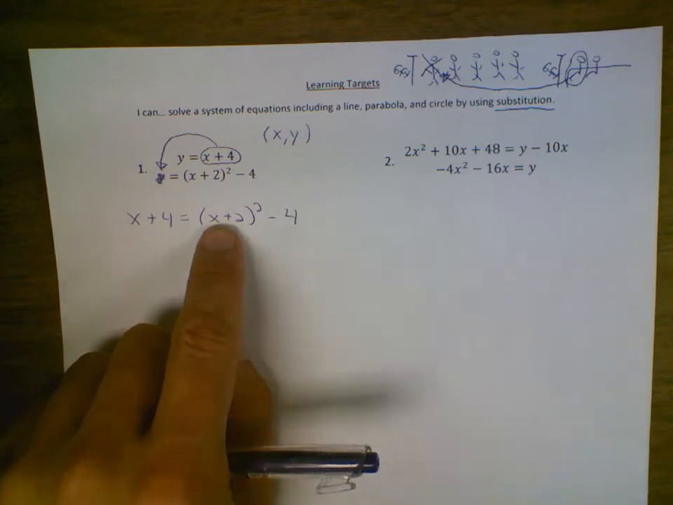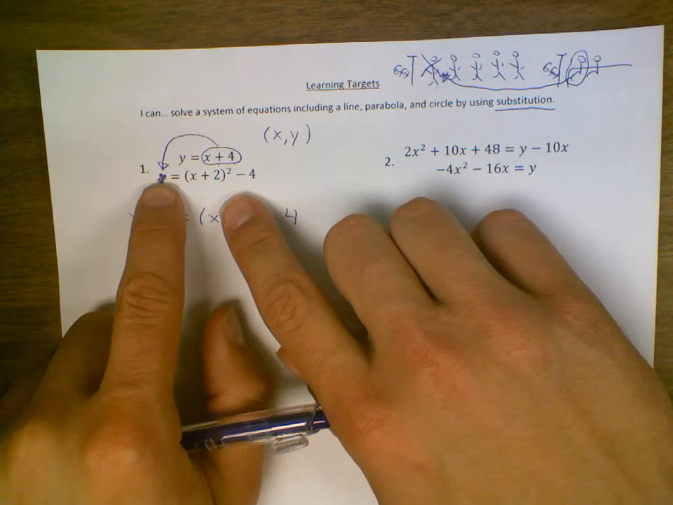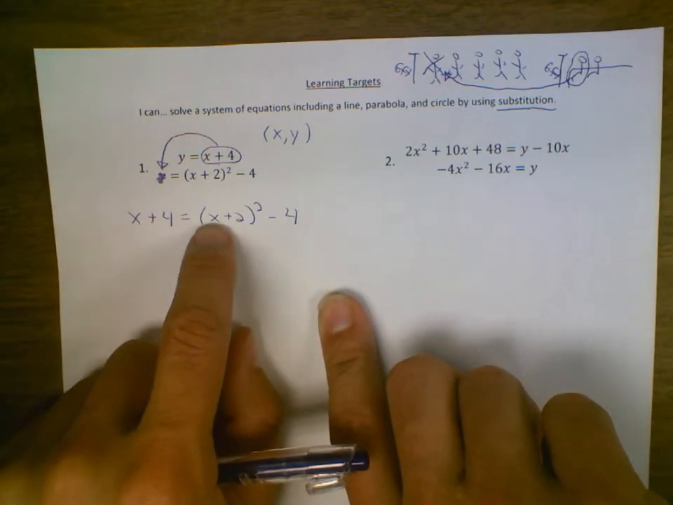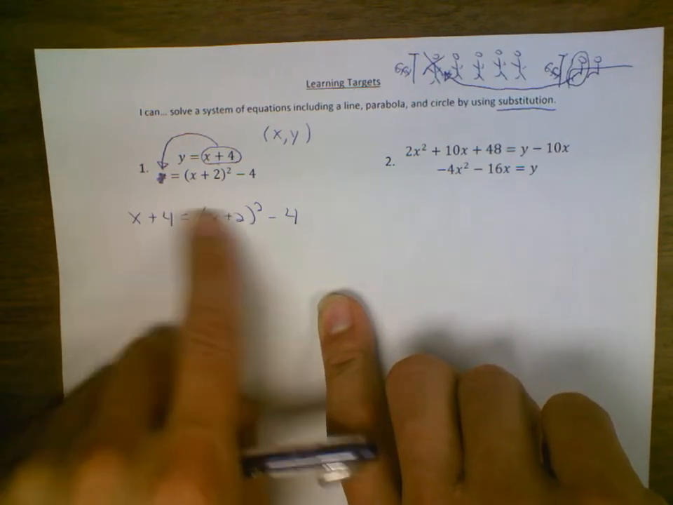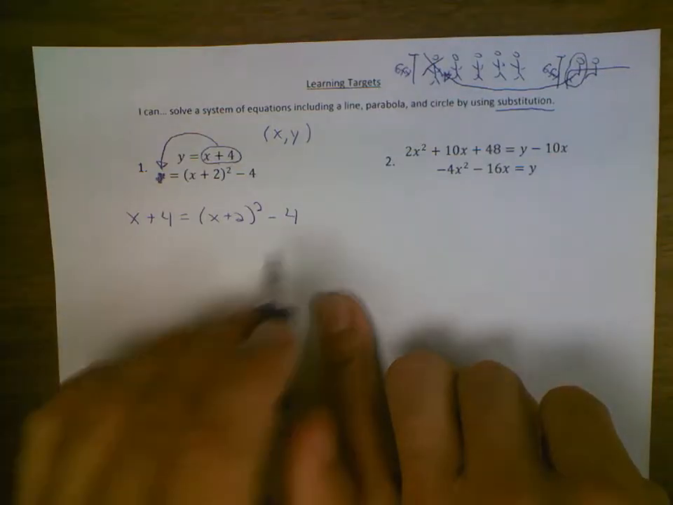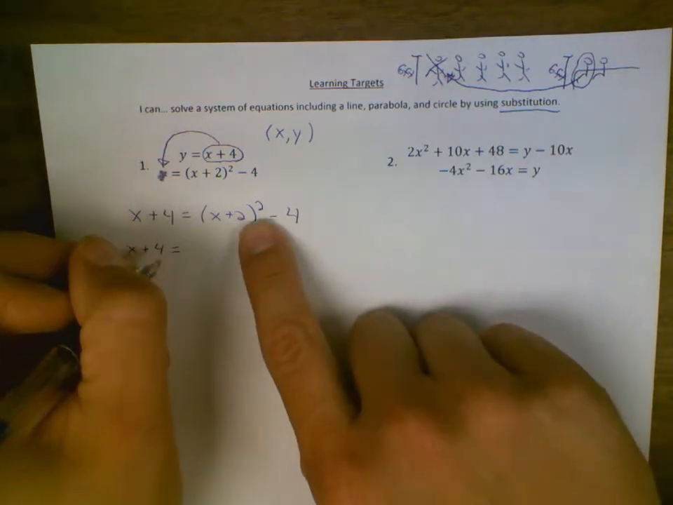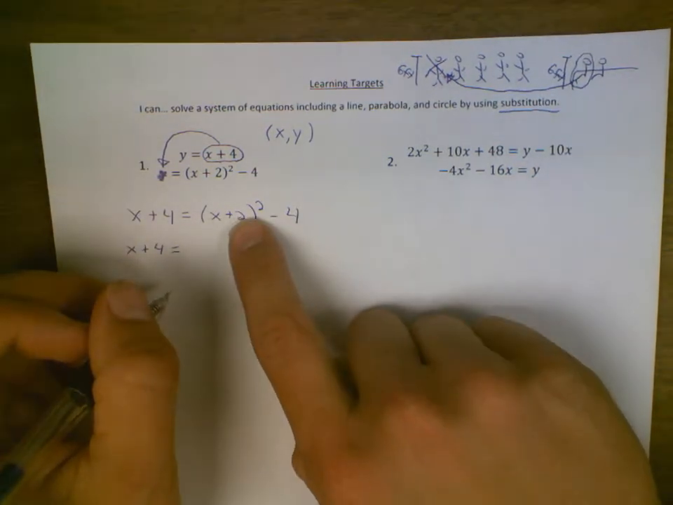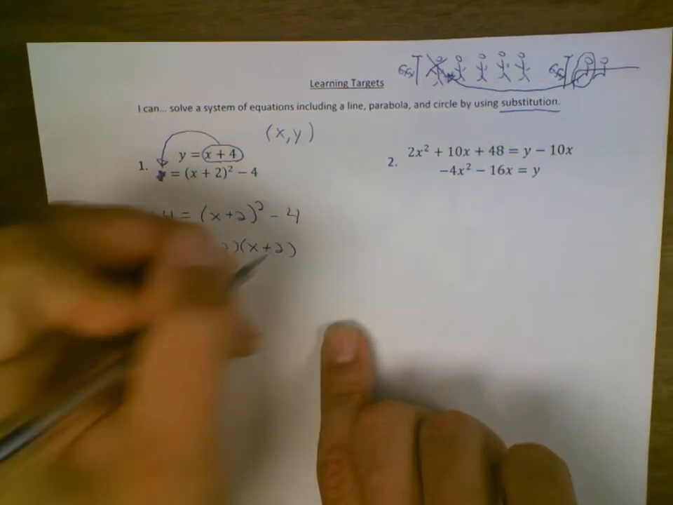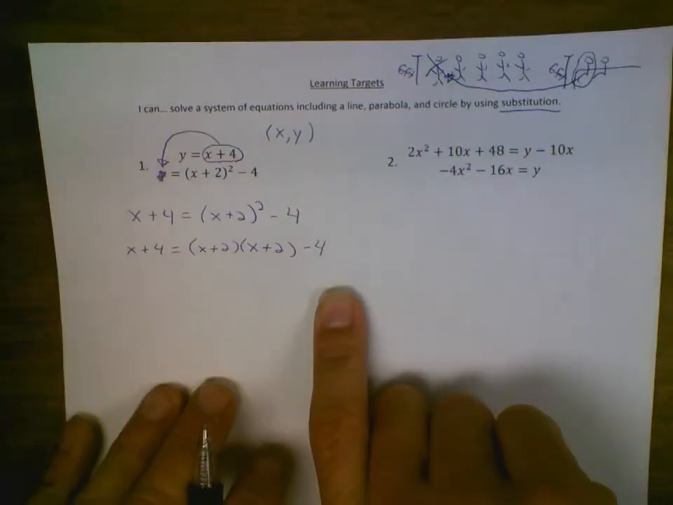Now, I want to note that the reason we do the substitution is we want to eliminate one of the variables, so our equation now only has one type of variable in it. It only has an x. That allows us to solve for the x. So in this line, I shouldn't have any more y's. All right, let's go ahead and solve this. So I get x plus 4 equals (x plus 2) squared minus 4. Now remember, (x plus 2) squared means you're taking x plus 2 times itself. You're really taking x plus 2 times x plus 2, and then we're subtracting 4 from that on the end.